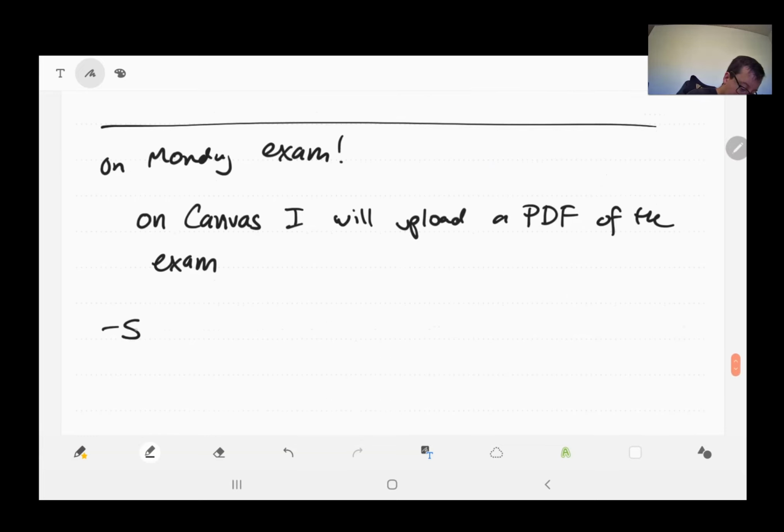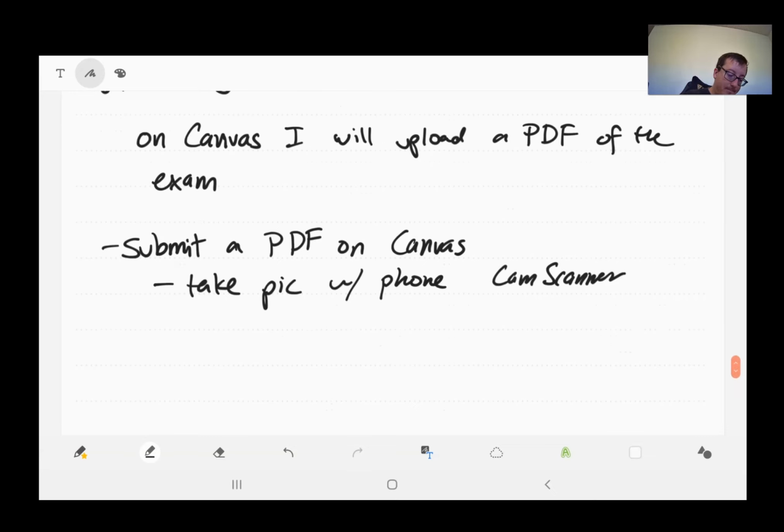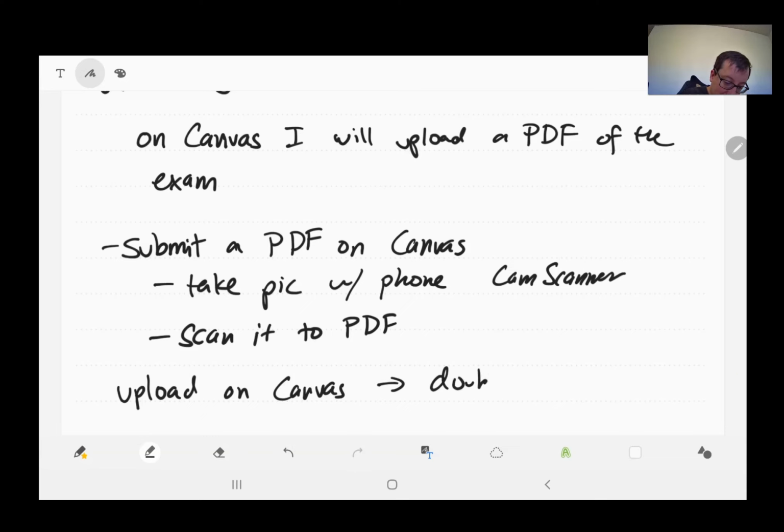What's going to happen is you are going to be submitting a PDF on Canvas. So if it's on your tablet, save it as a PDF with all your writing, or you can take a picture with your phone using something like CamScanner, some app that will allow you to make PDFs on your phone. CamScanner works really well. There's plenty of scanner apps, so find one you like. Take a picture of all the pages, or you can just submit a PDF directly from your tablet, or scan it if you have a scanner. Whatever way you're going to do it, you're going to upload it on Canvas, and then double check that it is uploaded.